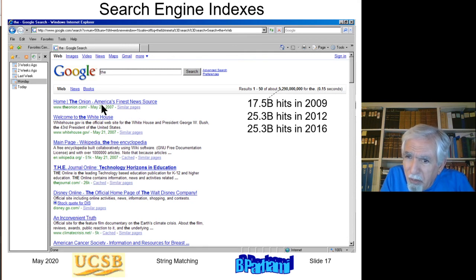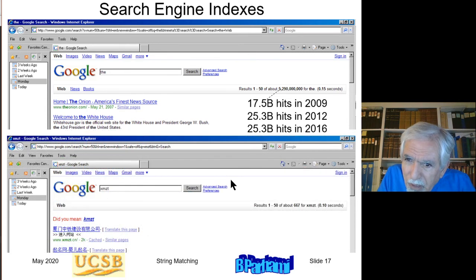Okay, and then what are the top hits for the? The Onion, the satire newspaper, is the first hit. The White House is the second hit. Okay, so Google has some algorithm for deciding, among these billions and billions of pages, which ones are more likely to be useful to the person who did this search. Of course, I didn't know that. I did a random search. I wasn't really interested in finding any document.